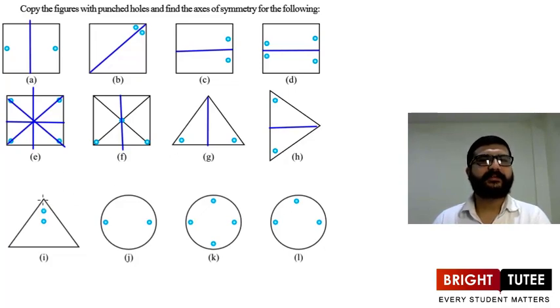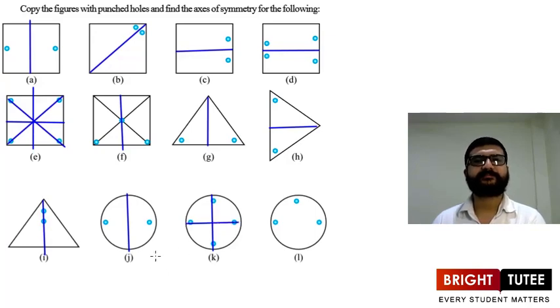Now the next one, for this one we can have the line of symmetry like this. Here both the holes should be divided into two equal parts. Now for the next one, here is one circle and two holes are punched in it. So we can have this line as the line of symmetry, this one. This should be the diameter of this circle. Similarly, for the next one we can have lines of symmetry like this. One like this dividing both the holes into two equal parts, and one can be like this also. So these are the two lines of symmetry for this figure.